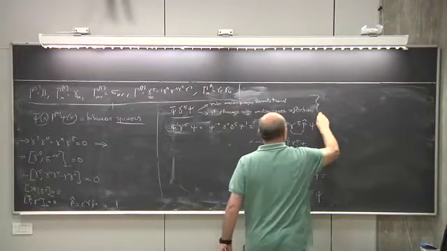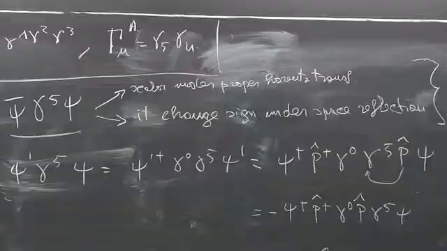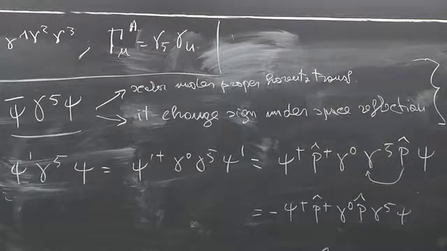So the scalars that behave in this strange manner, that under a proper Lorentz transformation they transform as a scalar, but they change sign under space reflection, are called pseudoscalars.